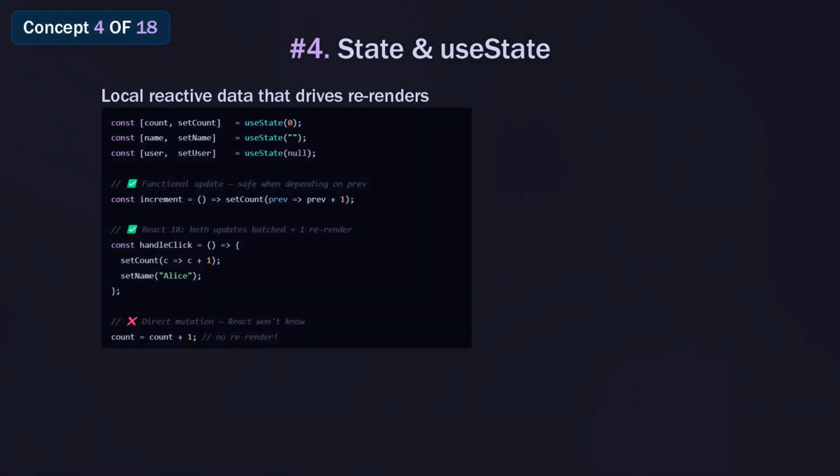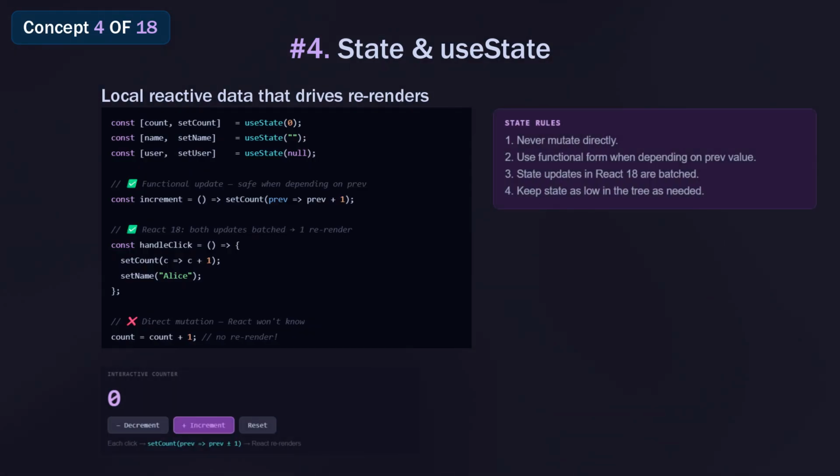State is local mutable data that lives inside a component. The critical difference between state and a regular variable is this. When state changes, React re-renders the component and updates the UI. A regular variable change does nothing on its own. React has no way to know about it. You declare state with the useState hook. It returns a tuple, the current value and a setter function. To update, always use the setter. Never mutate the value directly. Direct mutation won't trigger a re-render.